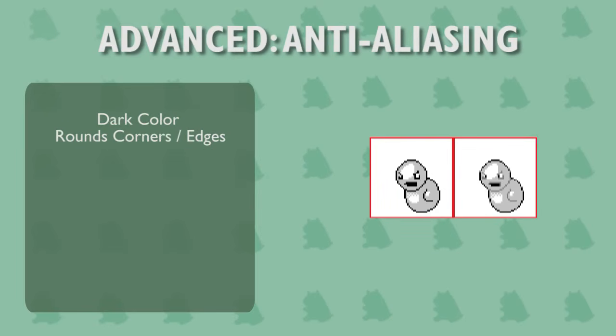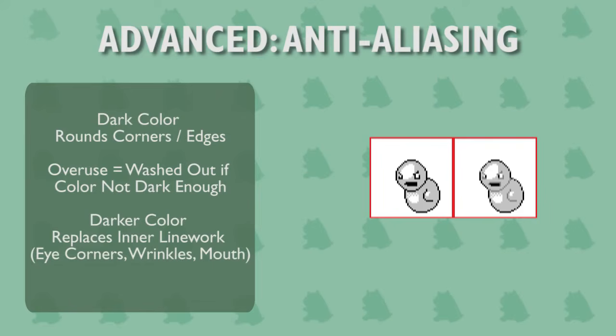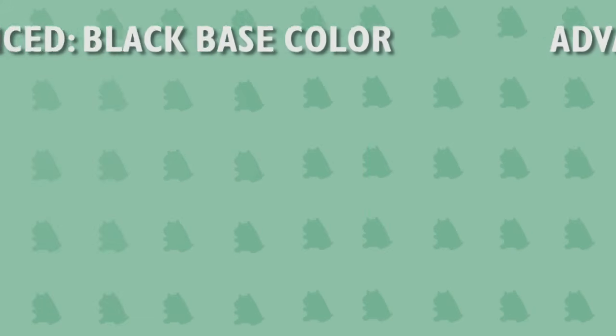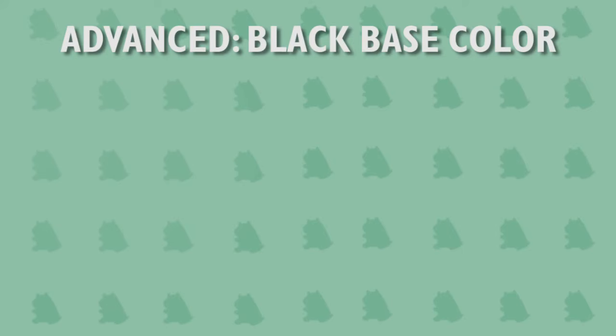Use your darker color to smooth the outline. This is a form of anti-aliasing. Use your darker color to also replace the line work inside the silhouette, especially in areas like the eyes and mouth. Now, perhaps the most difficult technique is shading for a Pokemon with black as their base color.